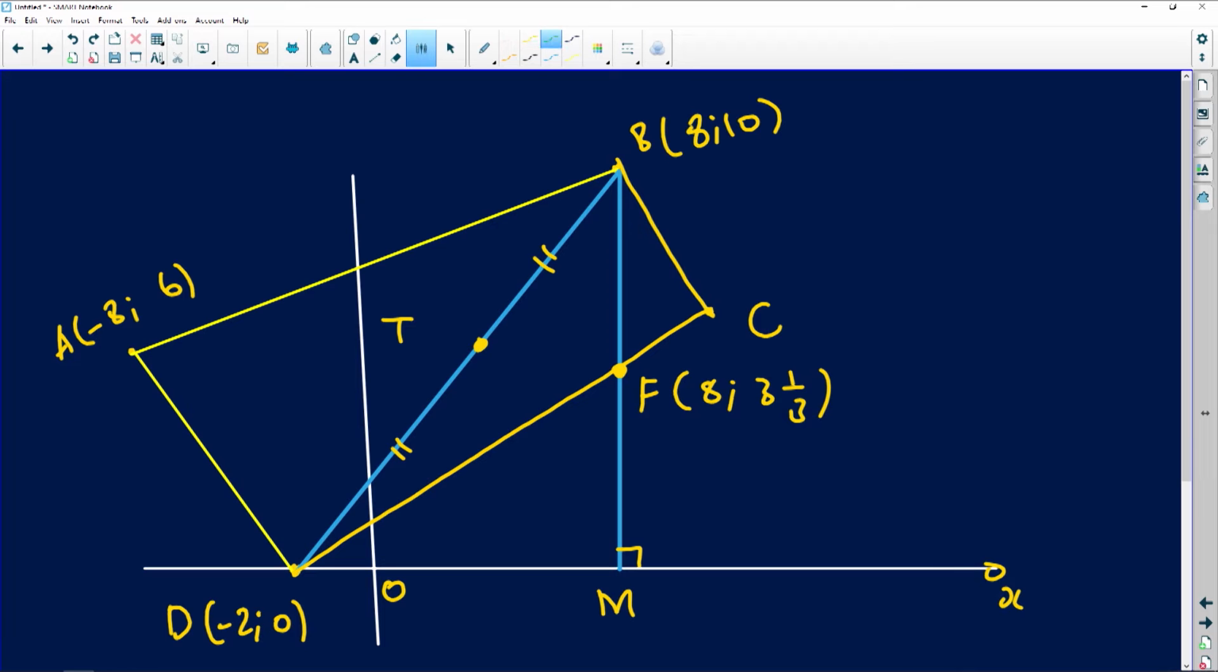Well, we know that this line BC is apparently parallel to AD. They're parallel to each other. And that should tell you something if you are an analytical geometry learner, a grade 12 learner, a grade 11 learner, even a grade 10 learner. You need to know what that means as far as the graph is concerned.